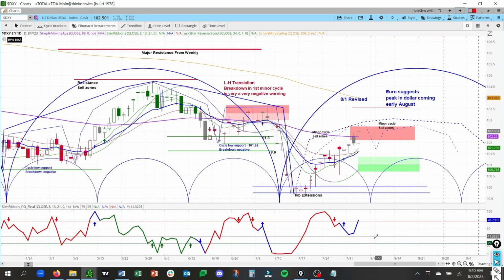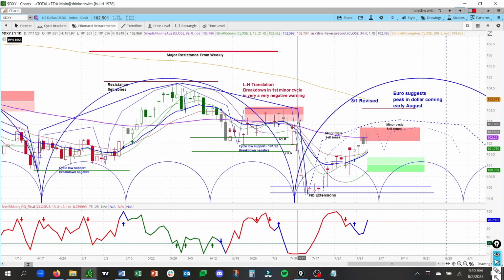If we shift over to the daily chart, what are we seeing here? We're seeing a positive translation as well on this minor cycle. Again, we did modify this yesterday due to the fact that the low formed on the weekly right here, so that means that you need to see a daily low that also forms there as well. So that's why we modified this chart to align with that.